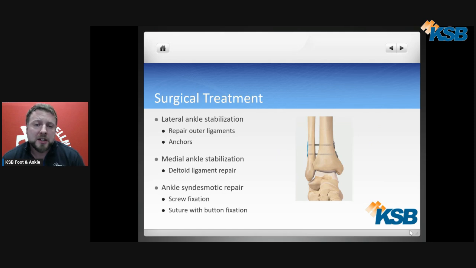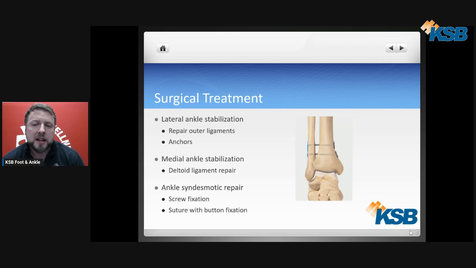Lateral ankle stabilization. So this helps repair those outer ankle ligaments, and sometimes we'll use an anchor, and it acts as almost an internal ankle brace. Rather than wearing one, we can surgically place one inside the ankle. The medial ankle stabilization, which is on the inside part of the ankle, this helps repair the deltoid ligament. Then the ankle syndesmotic repair.